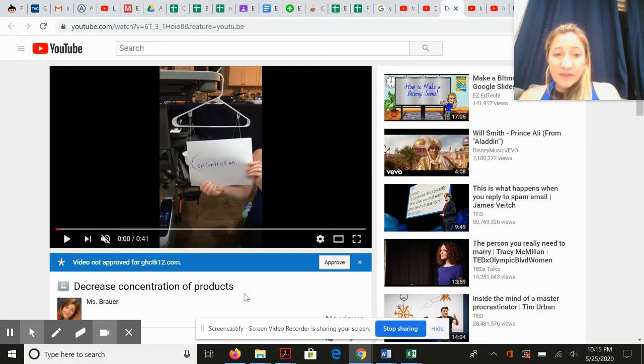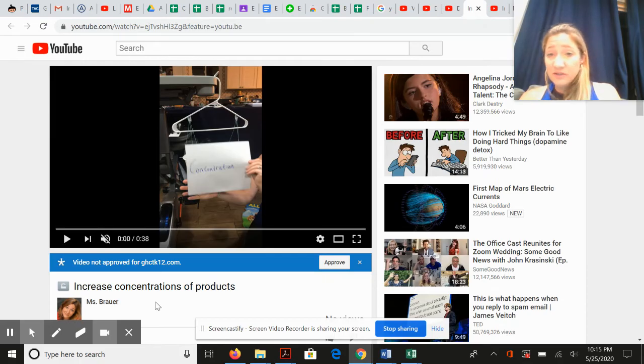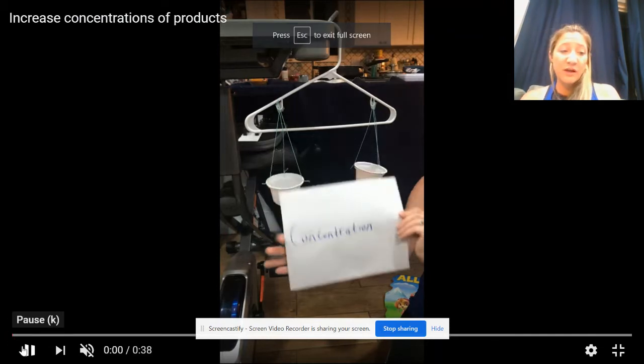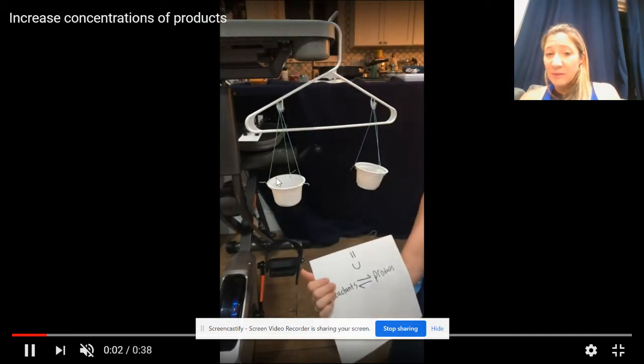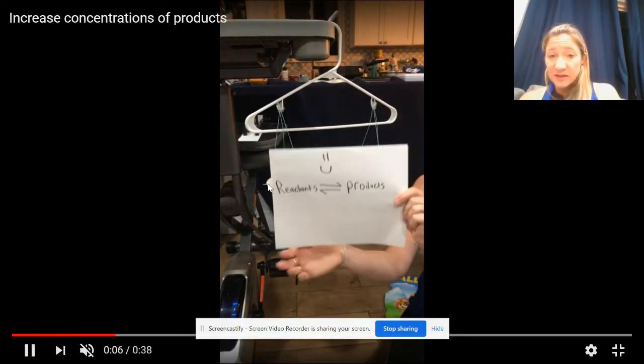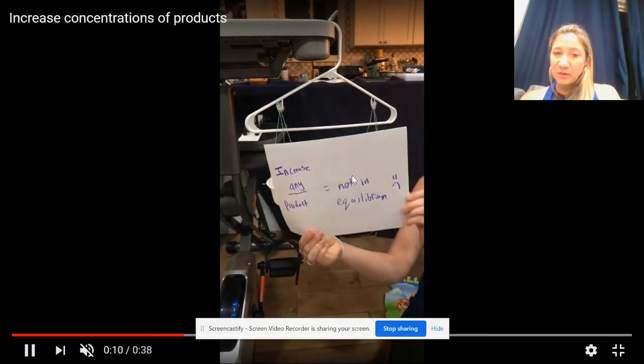Okay, this one is going to be similar, but now we're going to increase the concentration of the product. Before, we increased the concentration of the reactants; now we're manipulating this cup. Again, they're starting out at equilibrium, so they're happy, they're balanced. And that doesn't mean they have the same number in them. This is just showing that it's at equilibrium.